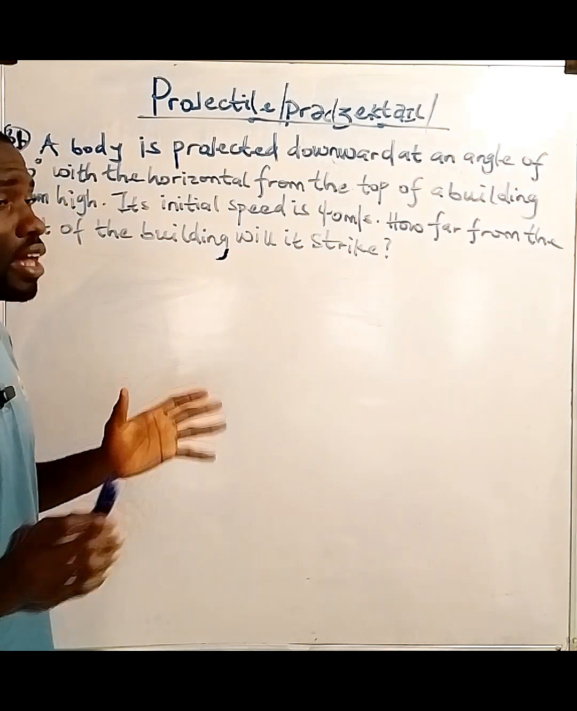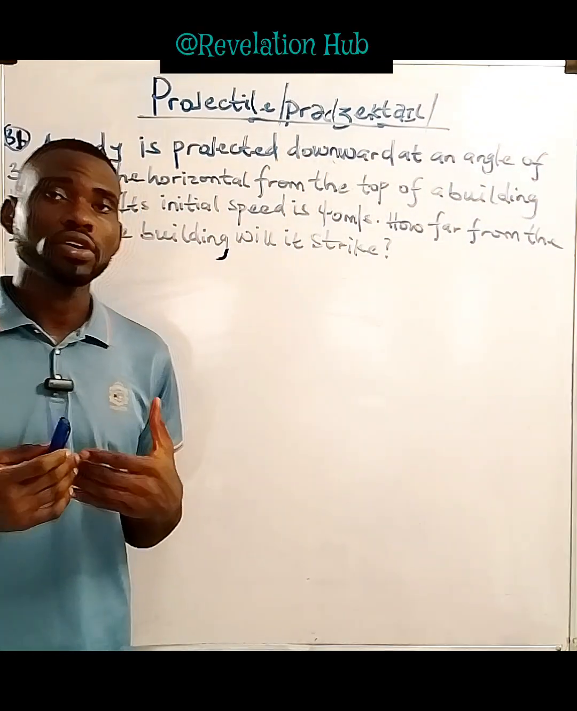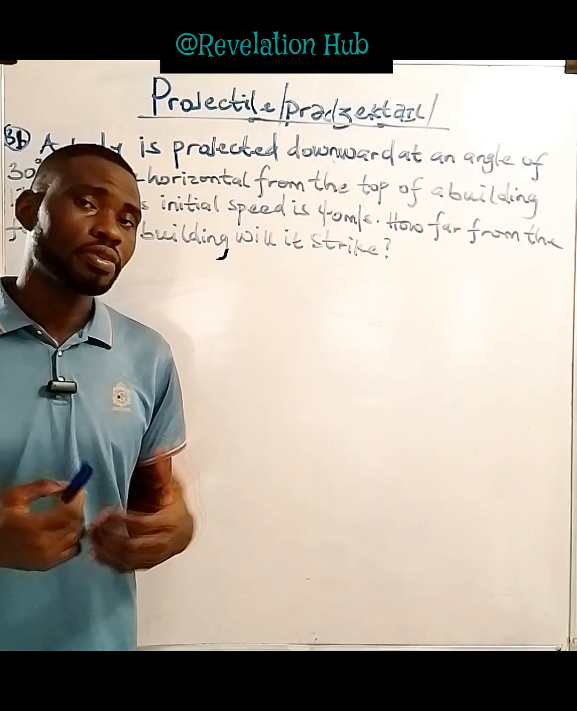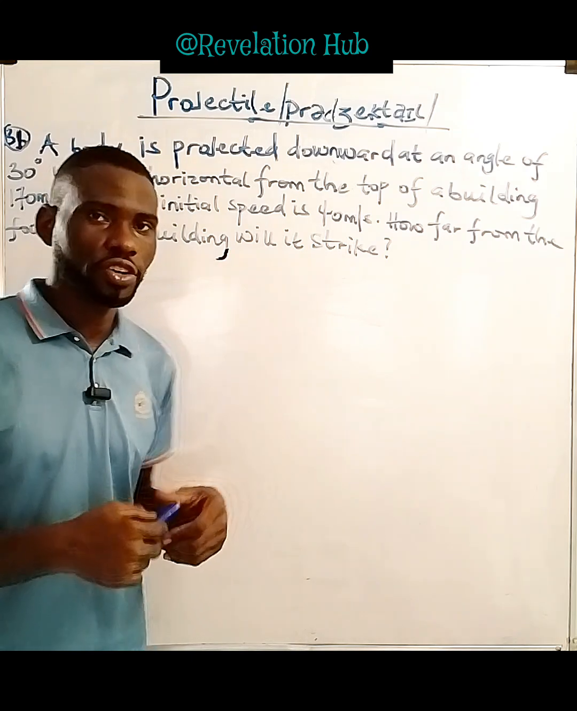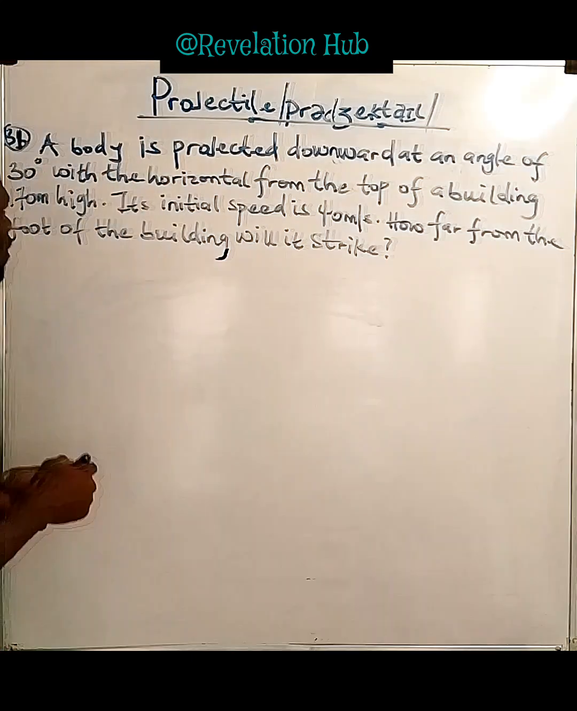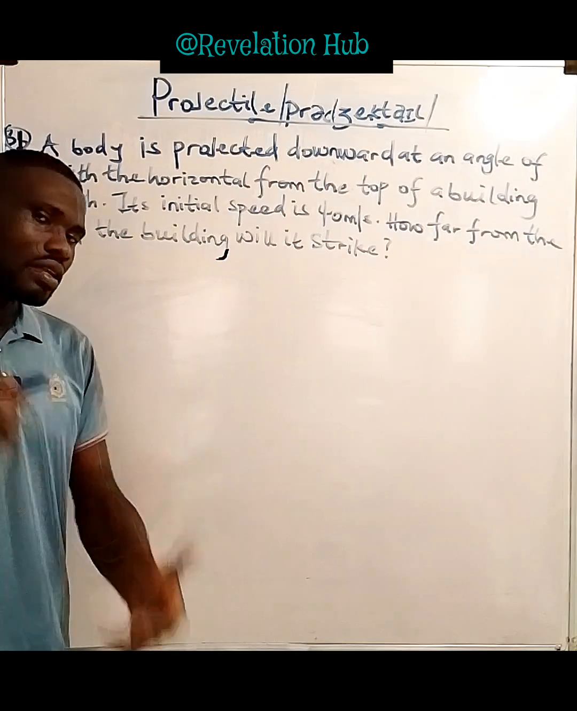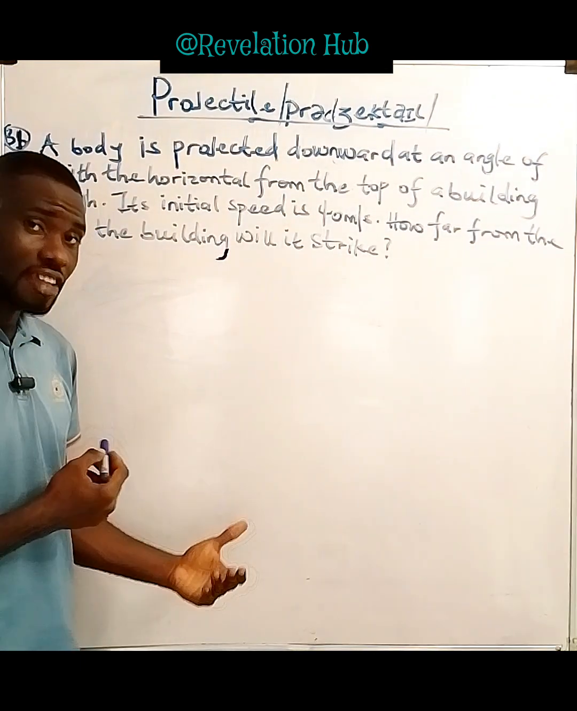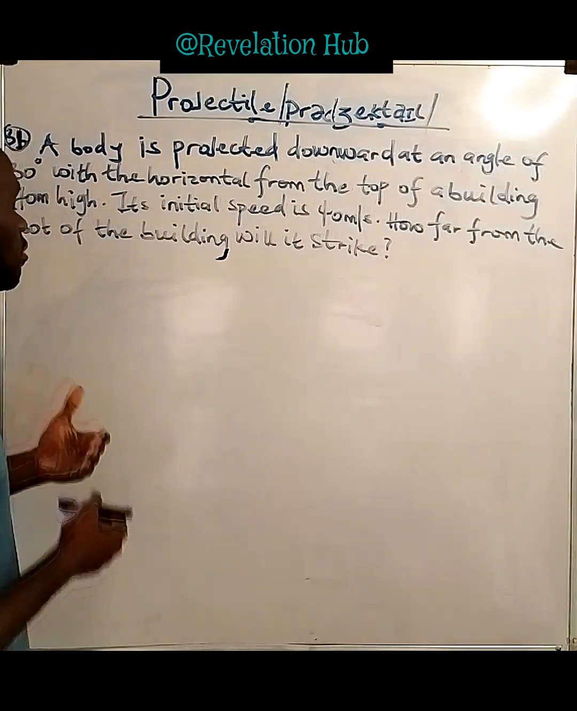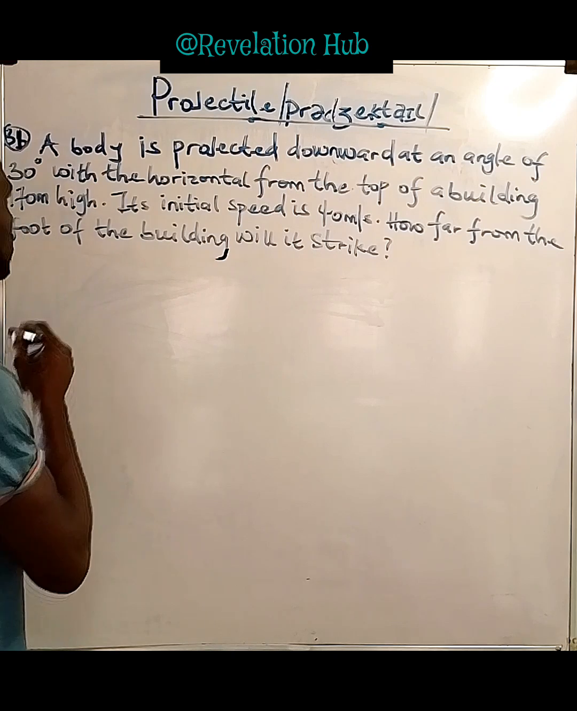So the first thing we have to do is look for a way to get a pictorial interpretation of this very question. So we're going to try to do that. Don't forget, a body is projected downward. It's not projected upward like the other examples we've looked at. But this time, the body is projected downward at an angle of 30 degrees with the horizontal.